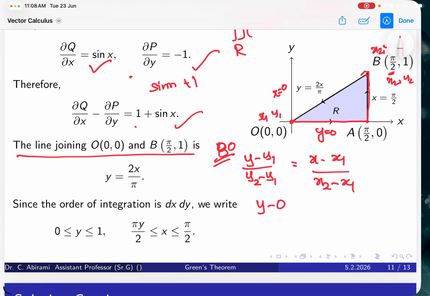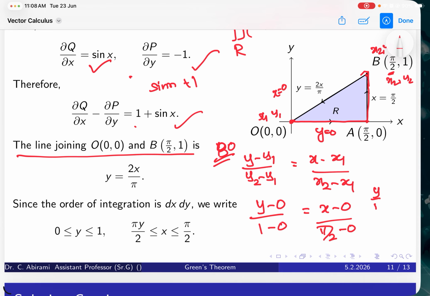So (y minus 0) over (1 minus 0) equals (x minus 0) over (pi by 2 minus 0). Now you simplify this. What do you get? y by 1 equal to x by pi by 2. This 2 goes to the numerator. So y is equal to 2x by pi. I got the same equation. Like this you can find the equation of BO. So y is equal to 0, x is equal to pi by 2, y is equal to 2x by pi.